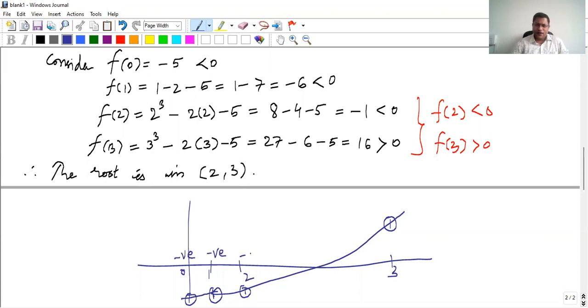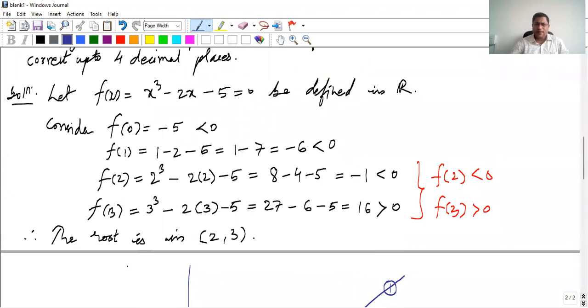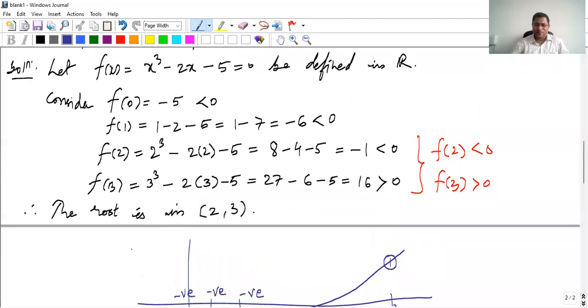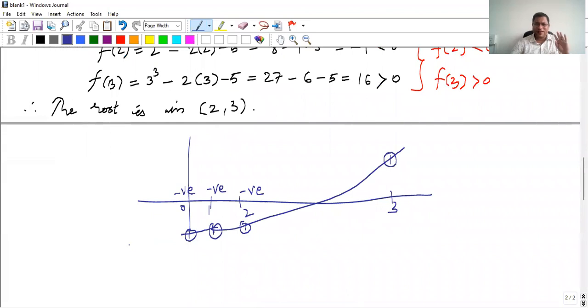Excuse me, sir. Is this equation transcendental? How can it be transcendental? It is just a polynomial. So we can still apply the method. Yes, we can still apply the method. So first we'll try to understand the simple polynomial, then we'll go for transcendental also.